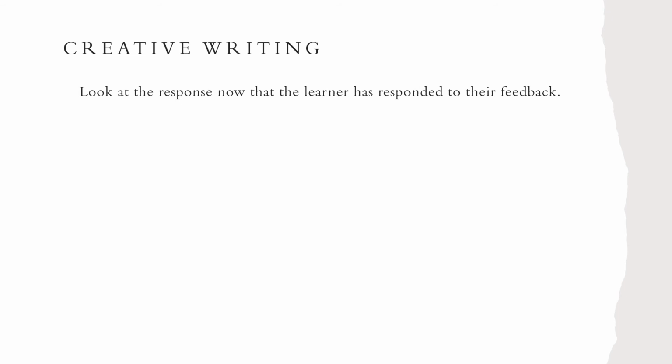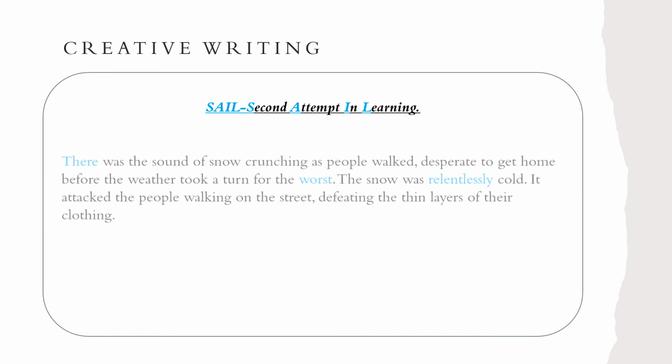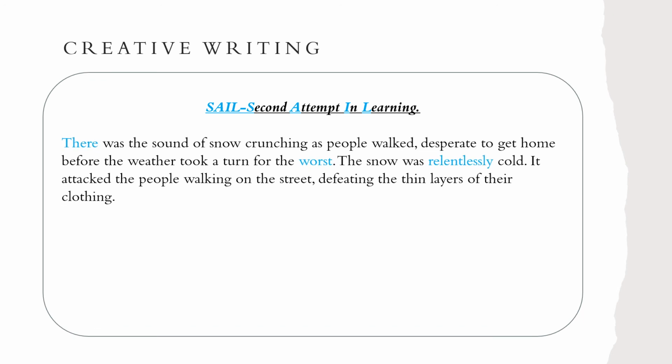Now if we look at the response the learner has done after they've received their feedback, we're going to get a good indication of where this writing is going, if they've managed to take on board that feedback and actually make some valid improvements. So we have a very similar response to the one we started at, but instead it's our second attempt in learning. So the learner's gone away, they've made changes and they've adapted their writing. So instead it's going to read something like this.